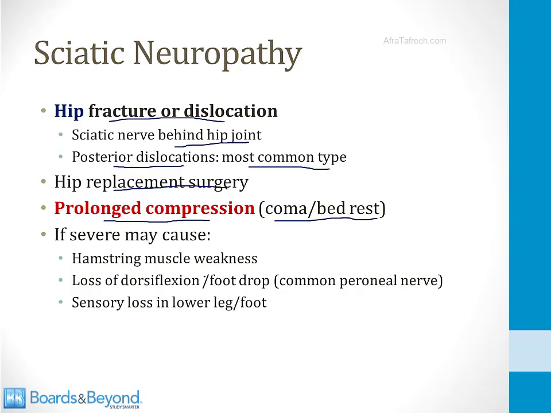Now, if the neuropathy is mild, it may just cause sensory problems like pain and paresthesias, but if it's severe, patients can develop hamstring muscle weakness. And what they will complain about in that case is foot drop. They will lose dorsiflexion of the foot and their foot will be dropped forward. This is what happens when you lose the common peroneal nerve, which, as I said before, is a branch of the sciatic nerve. And then, as I mentioned before, you can also have sensory problems if the sciatic nerve is disrupted. Patients often complain of sensory loss in the lower leg or foot.